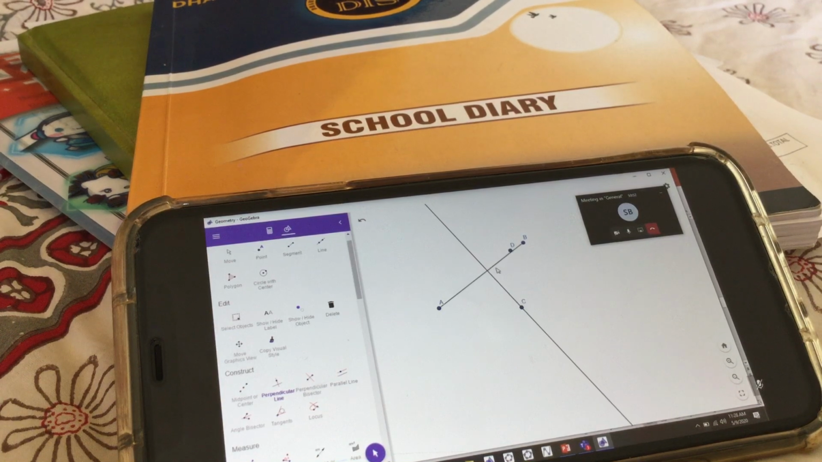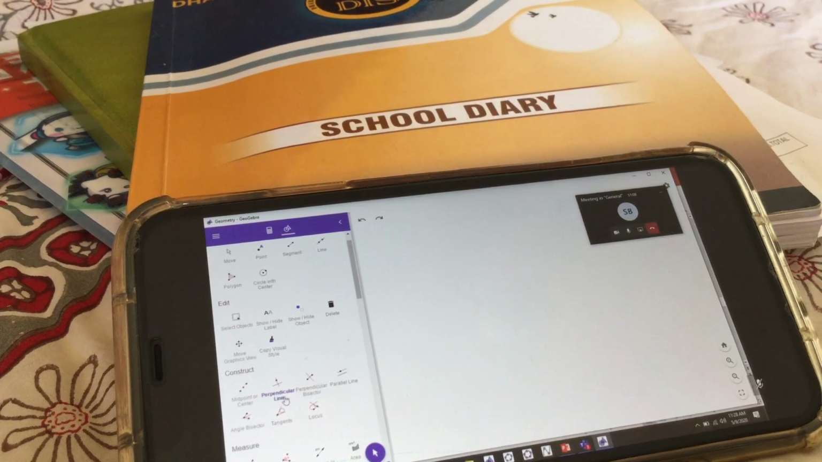Is it fine? Same way it is possible for us to draw a parallel line also, perpendicular bisector also, all that are possible. It is possible for us to draw an angle bisector. And if you're interested in our class 10 tangents, we'll go to this tangent.